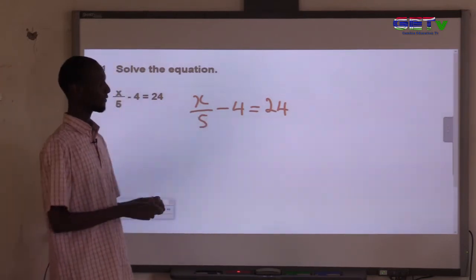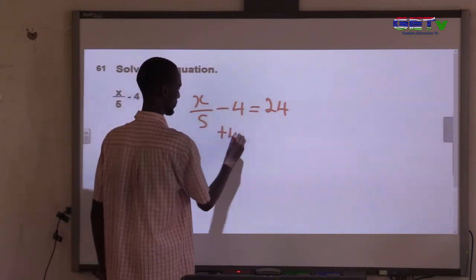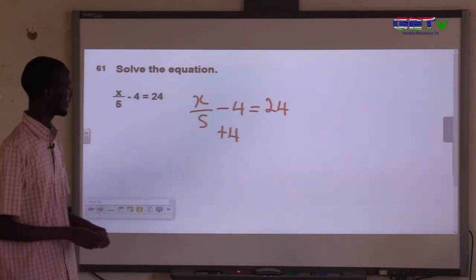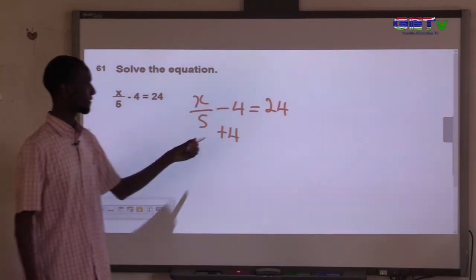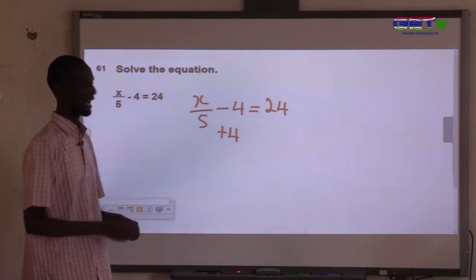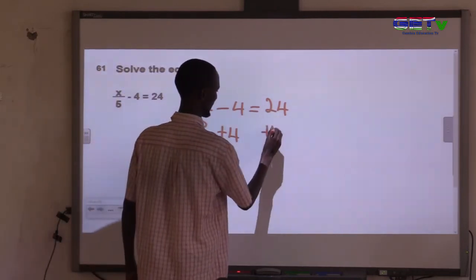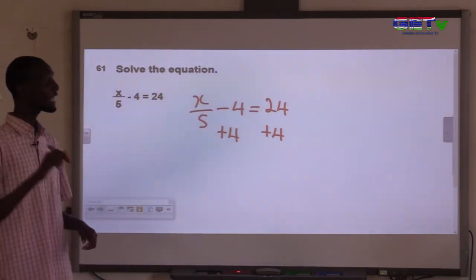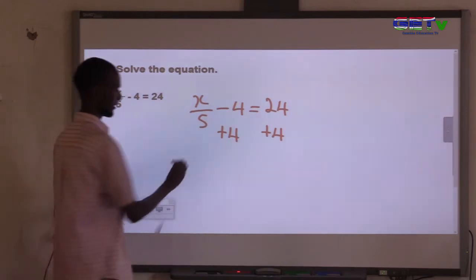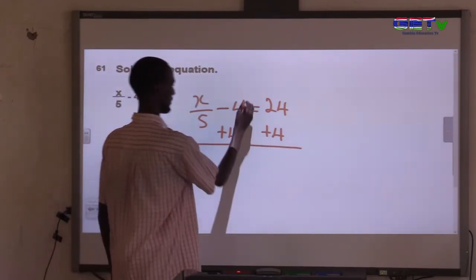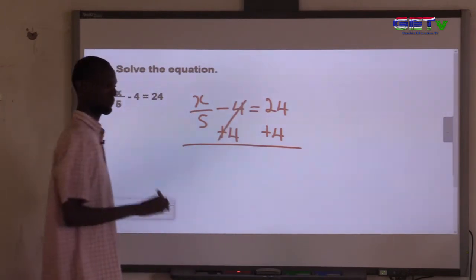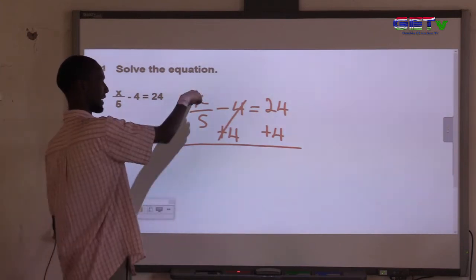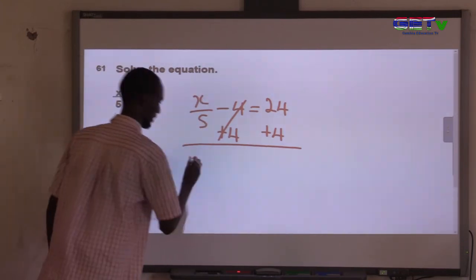To undo minus 4, you add 4 to the left-hand side because the inverse of subtraction is addition. But of course, if I add 4 to the left-hand side, I must also add 4 to the right-hand side. That is something you can never forget, that whatever you do to one side, you must do the same thing to the other side. Then the 4 will cancel out, because negative 4 plus 4 is 0. So they cancel each other out. But still, you are left with the x over 5. So you bring it down.